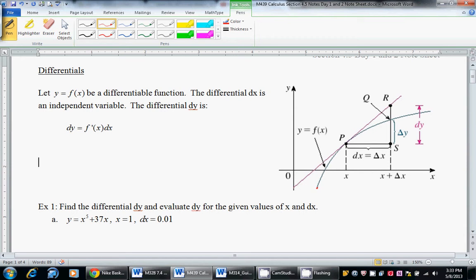Here I have this function, which I'm going to highlight in red. And I'm looking at 2 points on this function, points P and Q. Now, the other thing I have on this graph is the tangent line to the function at the point P.